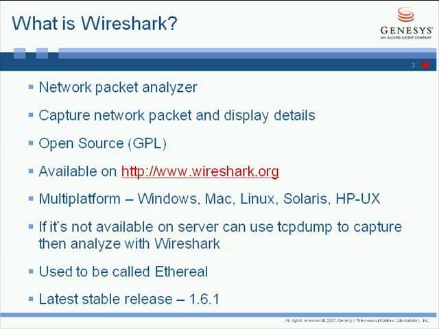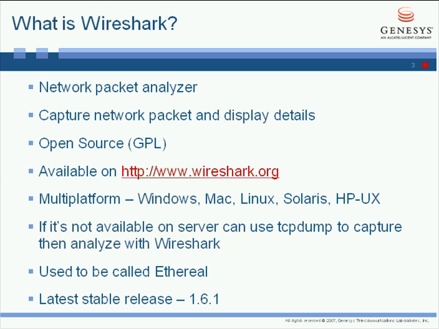If it is not available on the server that you're currently using, then what you can do is typically use this command line tool called tcpdump, which has been ported to most of the Unix platforms, to capture the network data, save it to a file, move the file to your PC, and analyze the captured data with Wireshark.